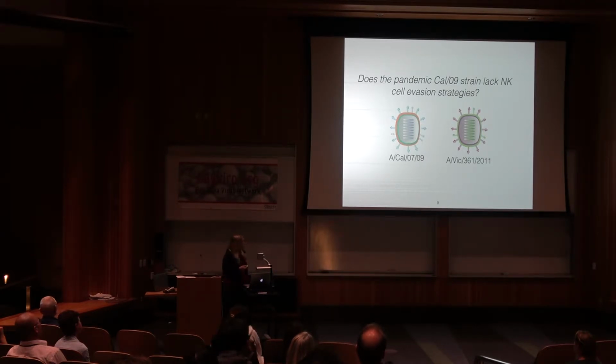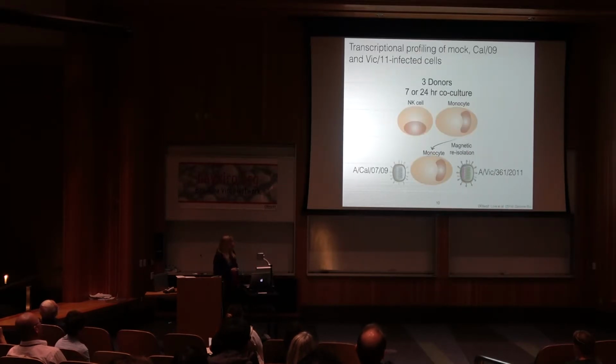So using an evolutionarily distinct flu strain, an H3N2 that circulated around the same time, which I'm going to call VIC11, and which does not trigger NK cell gamma production by 24 hours post-infection, we compared these two strains by transcriptional profiling. So monocytes were either mock-treated or infected with these two strains at carefully matched infection levels. We then harvested RNA from re-isolated monocytes and performed RNA sequencing and differential gene expression analysis using the DESeq2 pipeline.